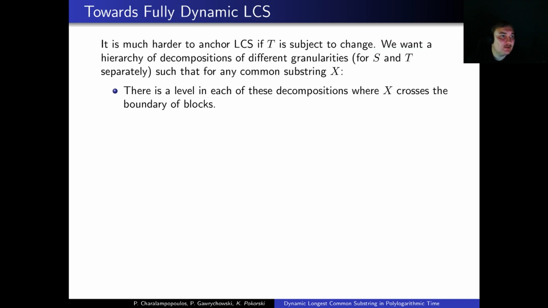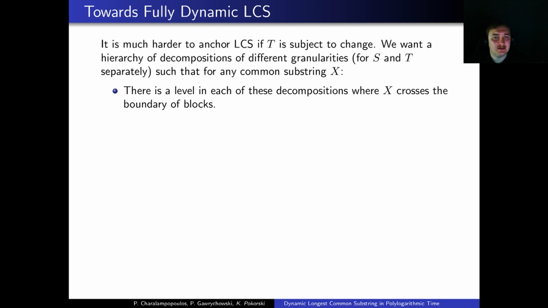So when we want to solve the fully dynamic LCS problem, when T is also subject to change, it's not so easy, because the block decomposition can change completely after just one update of a letter in T. So instead of having just one decomposition, we have a hierarchy of decompositions. We have a hierarchy of decompositions for S and a hierarchy of decompositions for T. So now we have two structures, both for S and T.